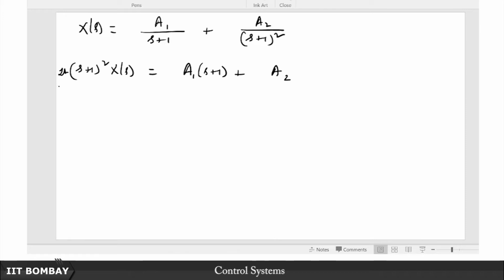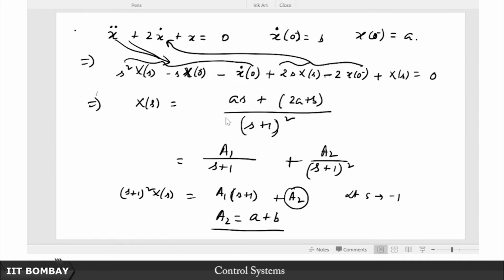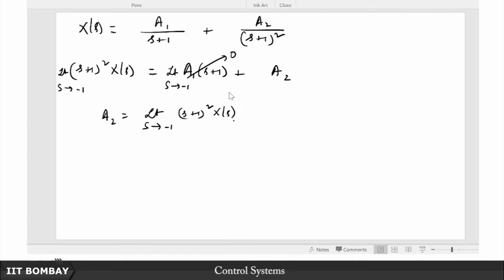Now if you pass it through the limit s tending to -1, of course this vanishes, this goes to 0, and this remains a constant because it is independent of s. So therefore a2 is straight away given by the limit s tending to -1 of (s+1)^2 X(s). And what is this X(s)? Just to remind you, we have this X(s) given by this. So if you plug in s equal to -1 over here, you can get this value. I know we have discussed this in the previous lecture, but just to connect the thread, we are redoing this.